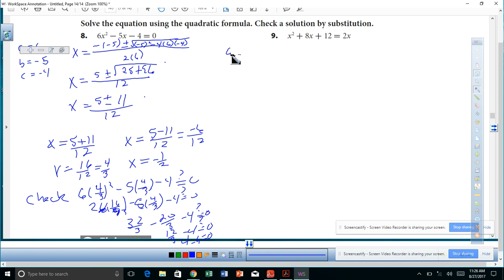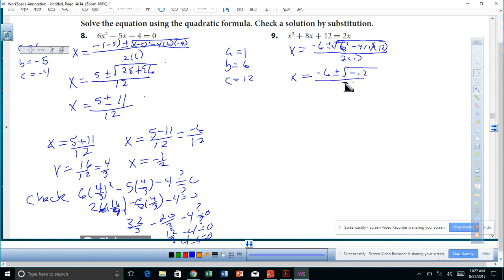Number 9. Let's see, A equals 1, B equals 8. Uh-oh, you have to subtract 2, so B is going to equal 6, and then C equals 12. All right. We've got X equals negative 6 plus or minus the square root of 6 squared minus 4 times 1 times 12, all over 2 times 1. Put it all in there first. So X equals negative 6 plus or minus the square root of 6 squared, which is 36, 36 minus 48, I'm getting negative 12, all over 2.